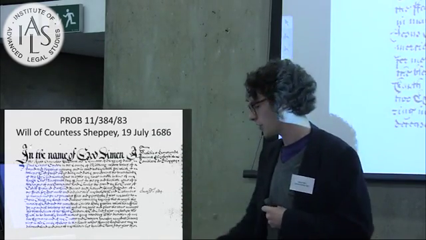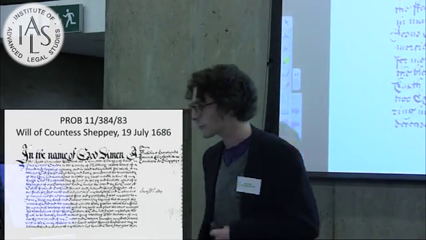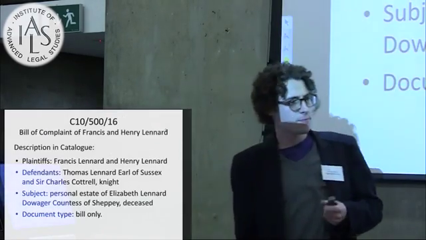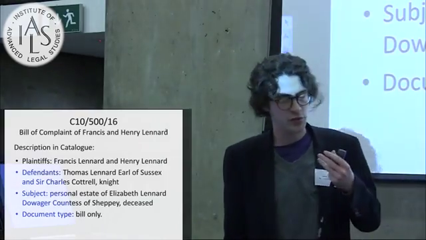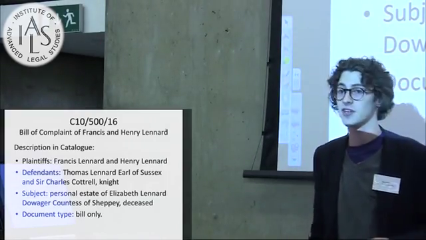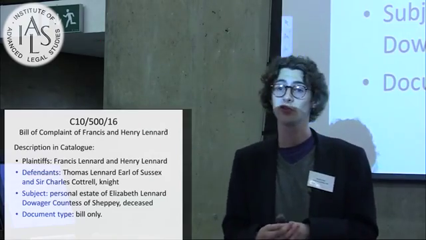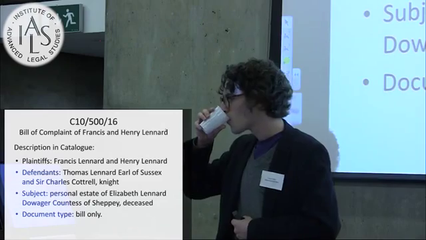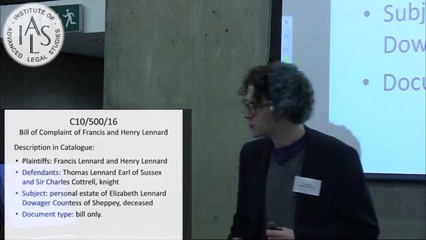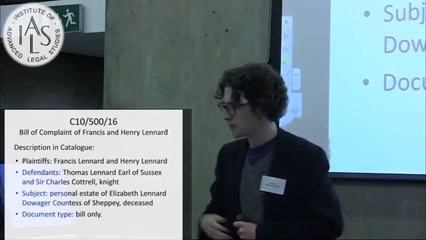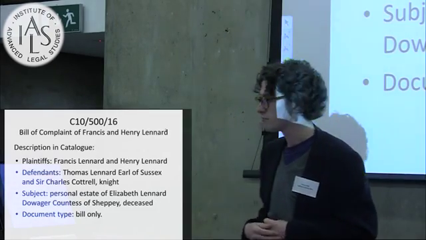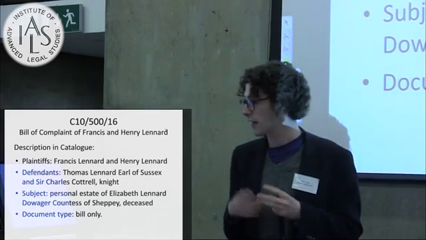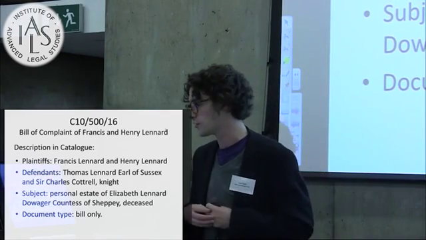So, as a result of this partial disinheritance, the sons bring a case in Chancery. The way cases were initiated in Chancery was to bring a bill of complaint, and it essentially set out the nature of the dispute and the relief desired. So the bill of complaint, this is it in the catalogue description. It's C10, C for Chancery, /500/16. The description in the catalogue gives us the names of the plaintiffs, Francis Leonard and Henry Leonard.